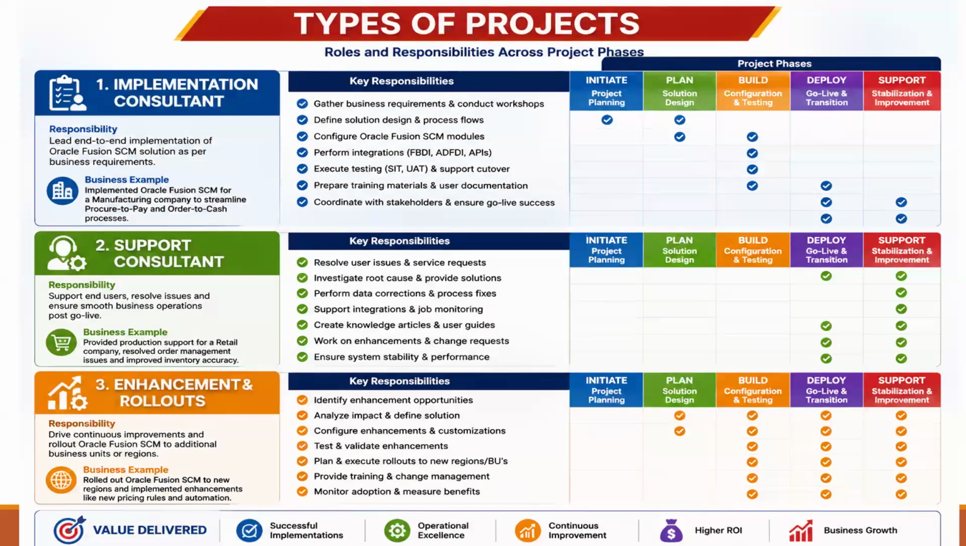You already constructed a house. You need one more floor above your house. After completion of your house, after 2 or 3 years, you are planning for one more floor, and then you add that. In the same way, enhancements or rollouts are the same.